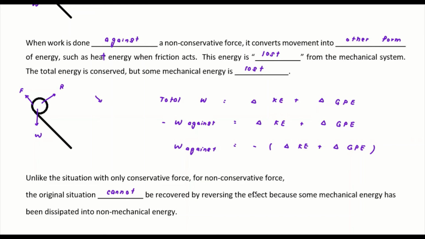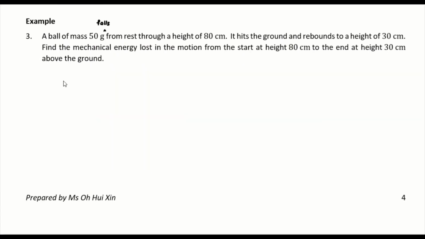Okay, so now let's look at example 3. A ball of mass 50 gram falls from rest through a height of 80 cm. It hits the ground and rebounds to a height of 30 cm. Okay, so maybe let's try to draw it. So that's this ball. So the height.